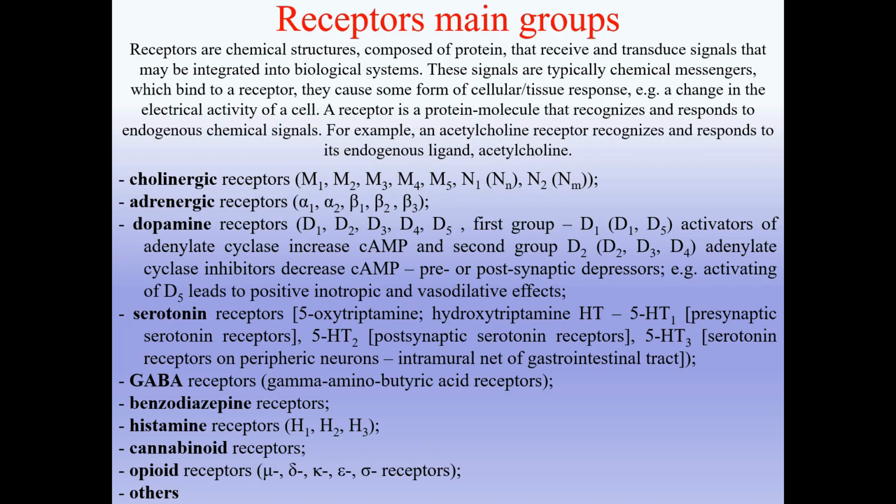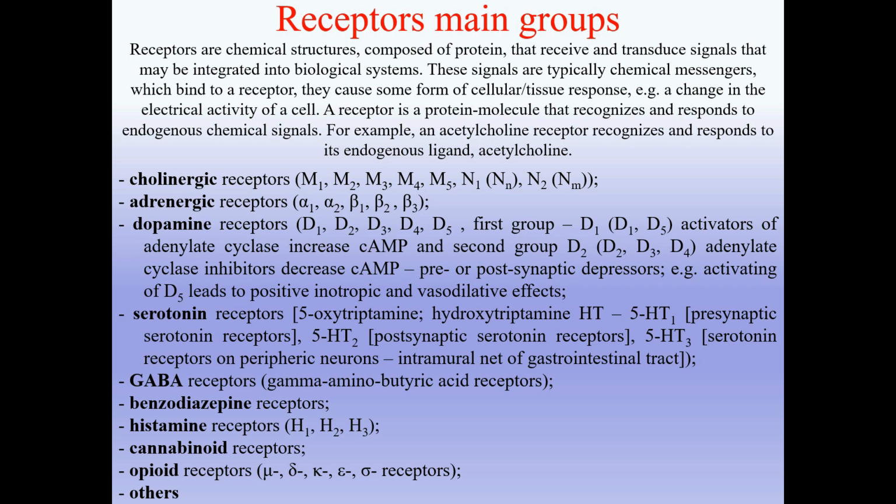Receptors, main groups. First of all, to remind you, what does the word receptor mean? Receptors are chemical structures composed of protein that receive and transduce signals that may be integrated into biological systems. These signals are typically chemical messengers which bind to a receptor. They cause some form of cellular or tissue response, for example, a change in the electrical activity of a cell.